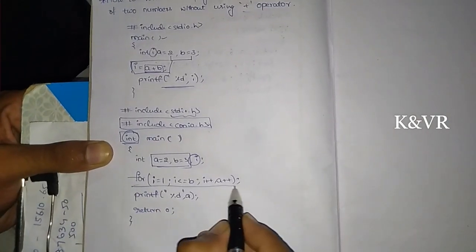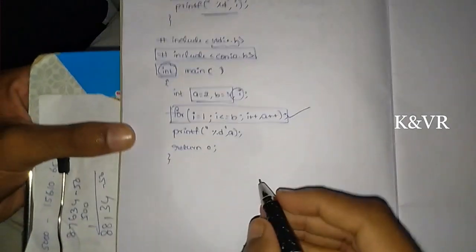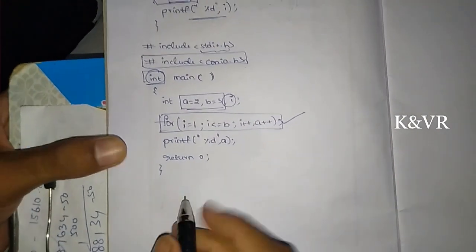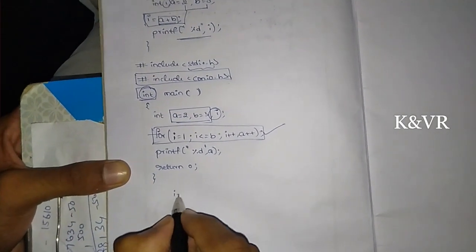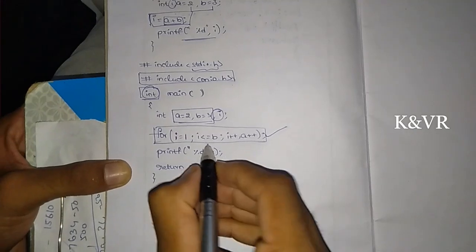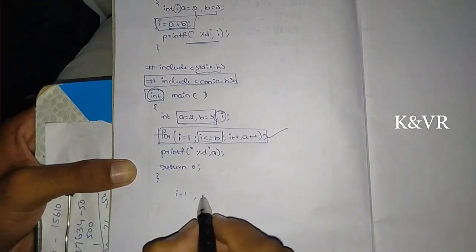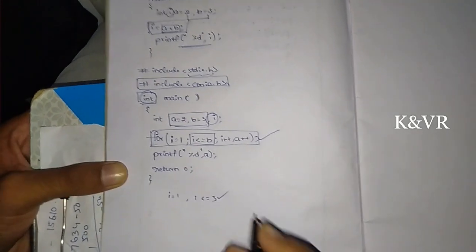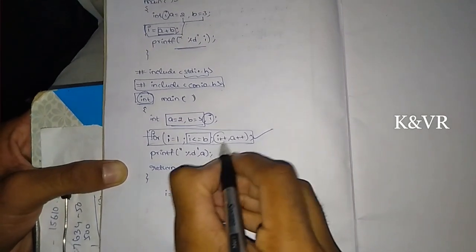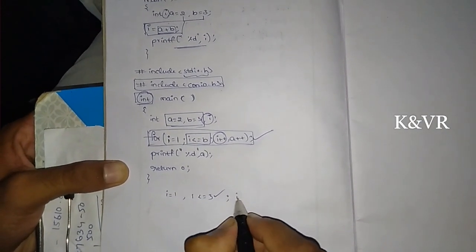Look at this carefully. Here this is our main logic. Now I will tell you how it works. Initially i is 1 and we check the condition i less than or equal to b. Now 1 less than or equal to b, which is 3, is correct. So now our increment occurs in i, that is i++.